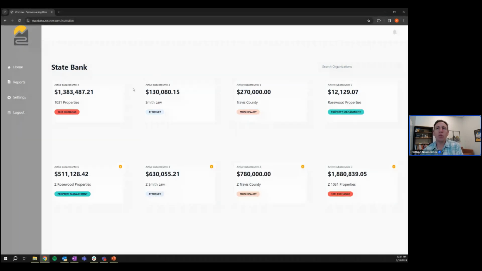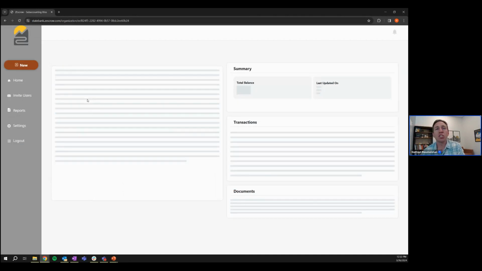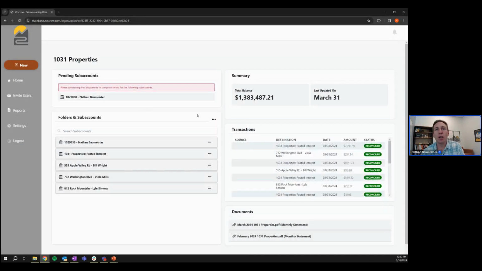At a high level, the way the platform works is on your core system. You open up a holding account for each of these commercial entities. For example, 1031 Properties would have an account on the core, and Smith Law would have a separate account on the core. The 1031 Properties account would have $1.383 million in that holding account on the core, whereas Smith Law would have $130,000. And then it's on the Z escrow platform that we sit on top of that account to be the system of record, or subledger, for those escrow accounts or sub-accounts. So if we click into that and look at it for a moment, you'll see $1.38 million.